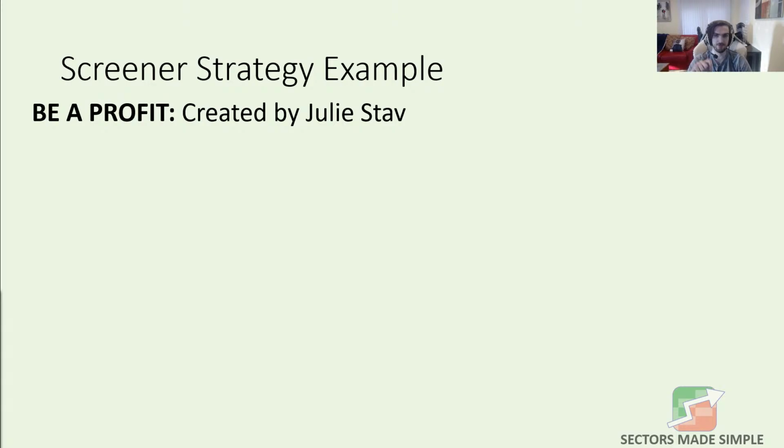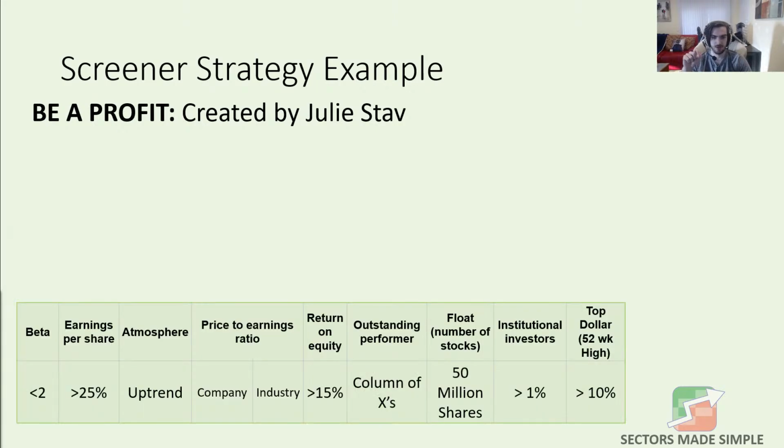Be a Profit, every letter stands for a different yes or no question. Is the beta less than 2? Is the earnings per share greater than 25? Is the market in an uptrend? Is the company's price to earnings ratio above or below the industry? Return on equity above 15%? Is the stock price in a column of X's? Is the float shares more than 50 million? Is the institutional investors greater than 10% or 1%, less than 95%? And is the price within 10% of its high point?